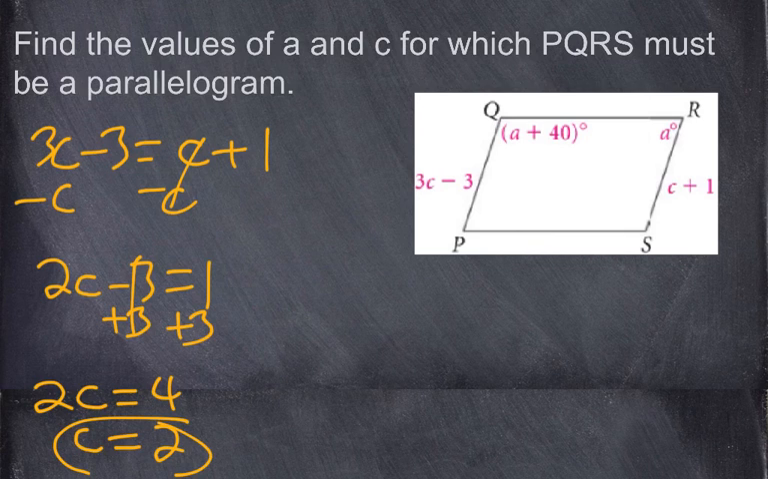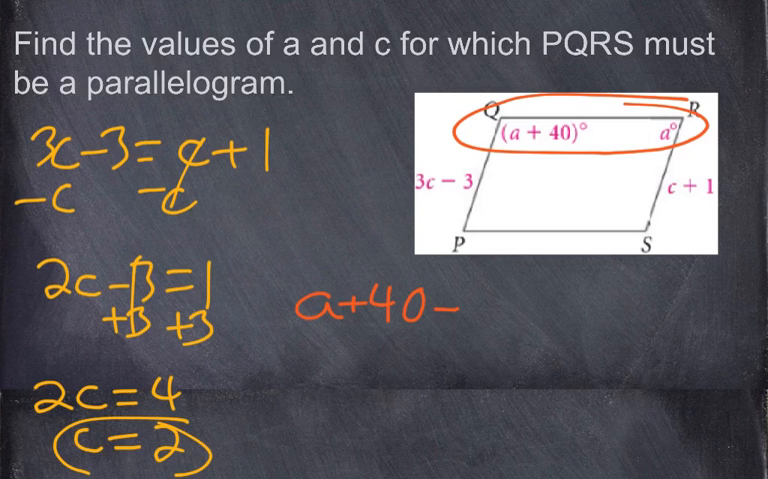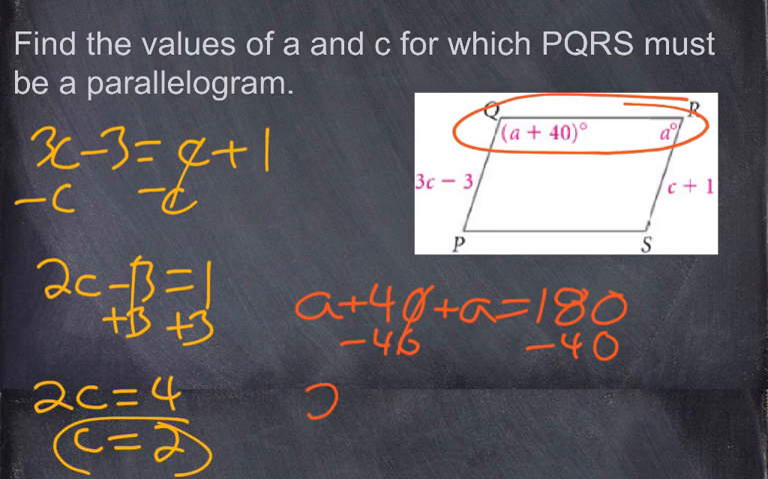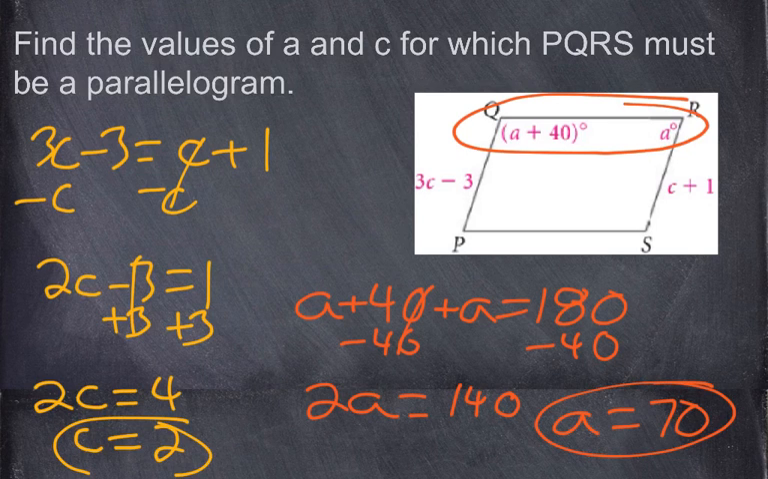But the thing about the a's is that if it is a parallelogram, then consecutive angles in a parallelogram are always going to be supplementary to each other. So we would set this up: a plus 40 plus the other a has to add up to 180. So I'm going to subtract the 40 and combine like terms. So I have 1a plus 1a, which is 2a, is equal to 140. Divide by 2 on both sides. a must be 70. There you go.